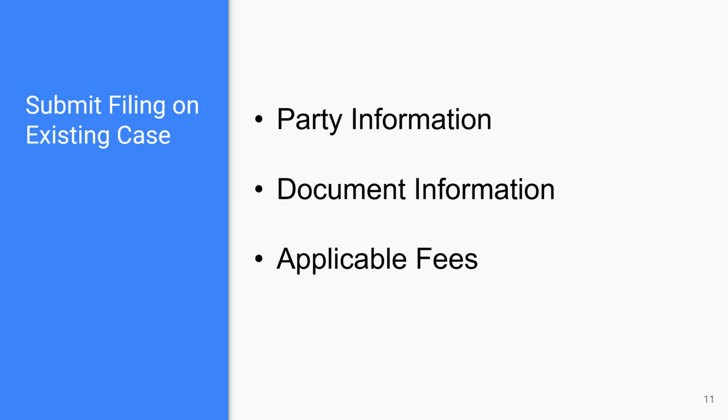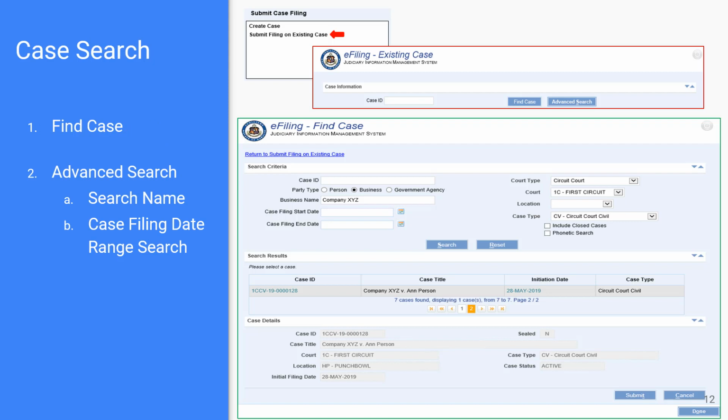Today we will go over how to submit a filing on an existing case in JEFS. In order to submit a filing, you will need the party information, any new document information, and any applicable fees for this filing. To begin, you will need to search for your case from the Submit Case Filing pod using the Submit Filing on Existing Case link.